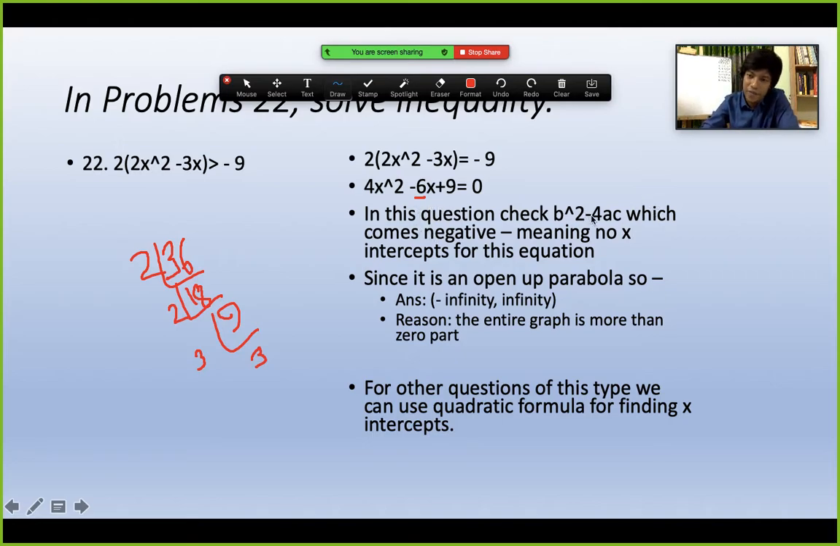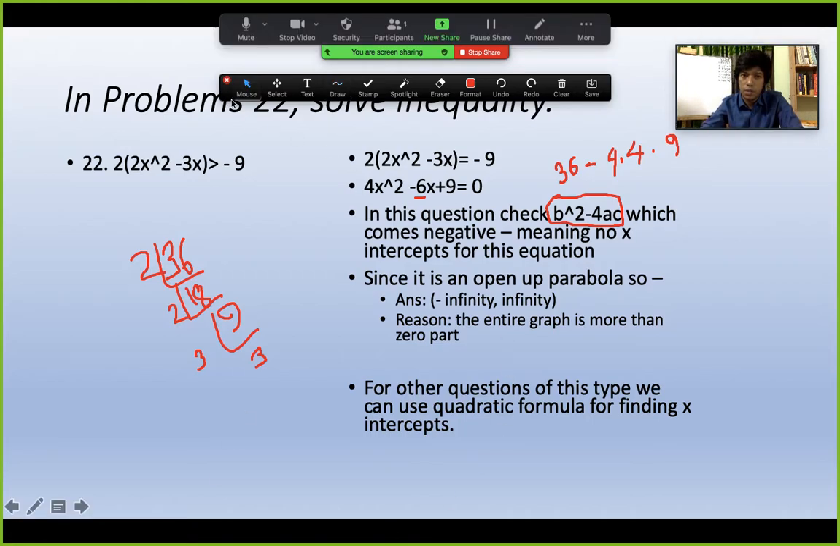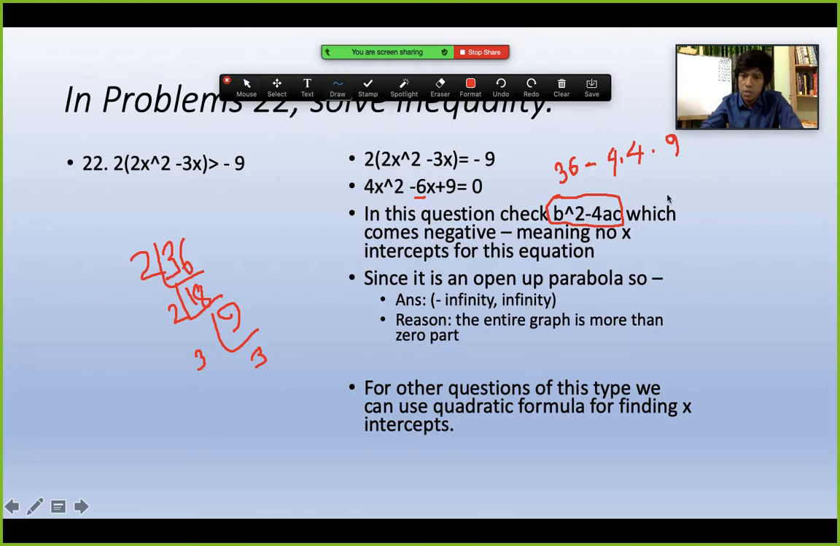And the reason is, if we go for b square minus 4ac and do this calculation, you will see this comes negative. b square means minus 6 whole square, which is 36. Minus 4ac: a is 4 and c is 9, so 4 into 4 into 9 is 144. 36 minus 144 equals minus 108.